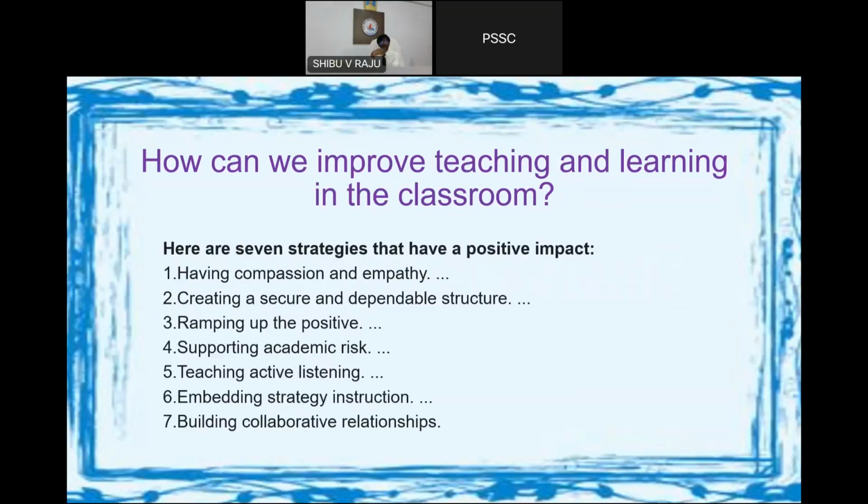So when we are learning in the classroom, content development in a teaching aid way, there are 7 points: having compassion and empathy, creating a secure and dependable structure, ramping up the positive, supporting academic risk, teaching active listening, embedding strategy instruction, building collaborative relationships.